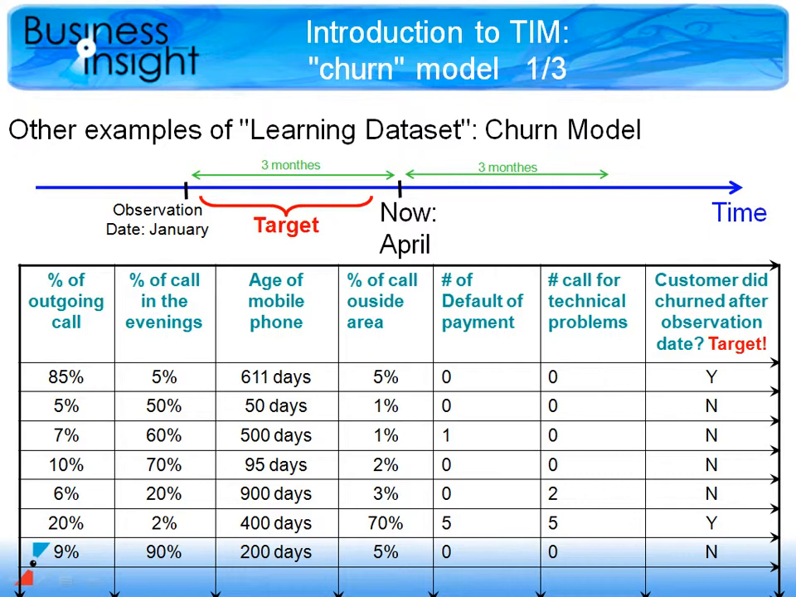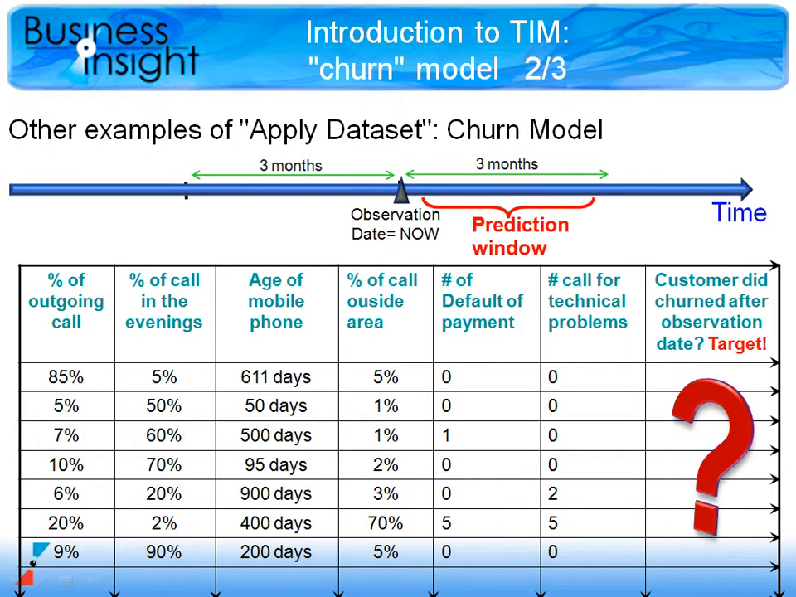Inside our learning dataset, we have some interesting columns like the percentage of calls outside the network, the number of calls to the support hotline, and so forth. The target column is special. It is true for all the customers who churn between January and April. We will apply our predictive model on an apply dataset to compute the probability of churn for all the telecoms customers. The apply dataset is a snapshot of the most up-to-date version of the customer database. The predictive model will detect all the customers that will leave the telecom company in a window of 3 months.